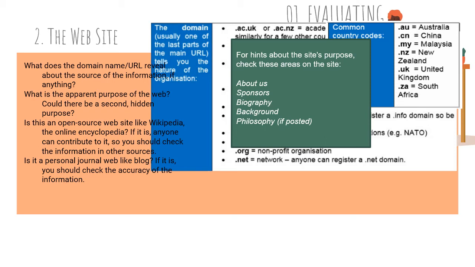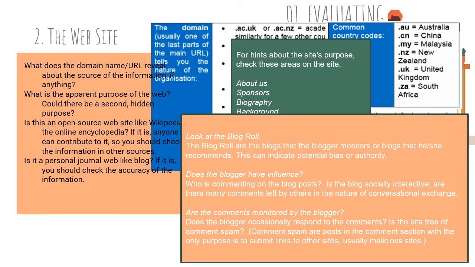because you have to pay attention to the accuracy of the information by first looking at the blog roll. So the blog roll is the blogs that the blogger monitors or blogs that he or she recommends. So by looking at this blog roll, it indicates the potential bias or authority of the blog. And the second, you have to ask, does the blogger have influence?